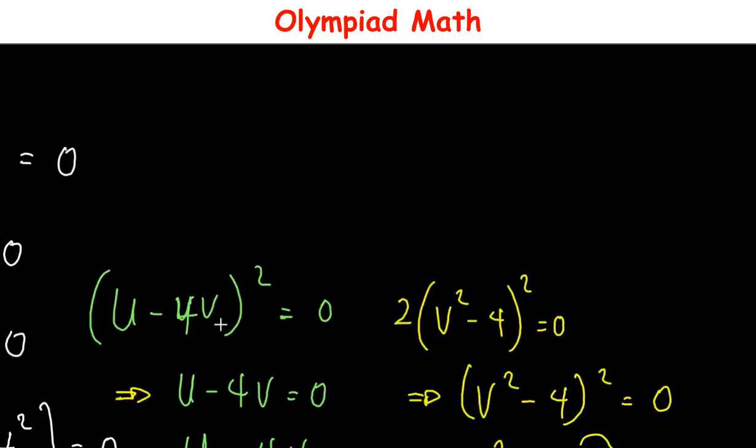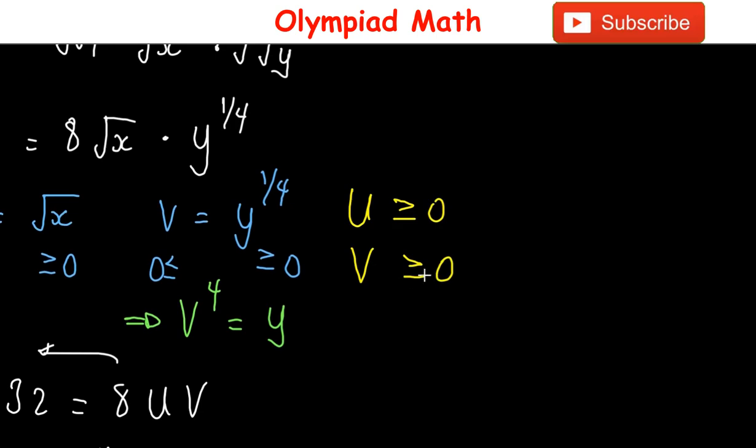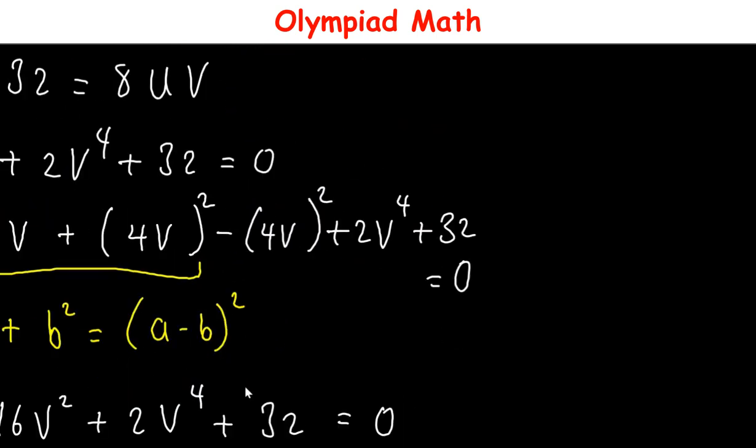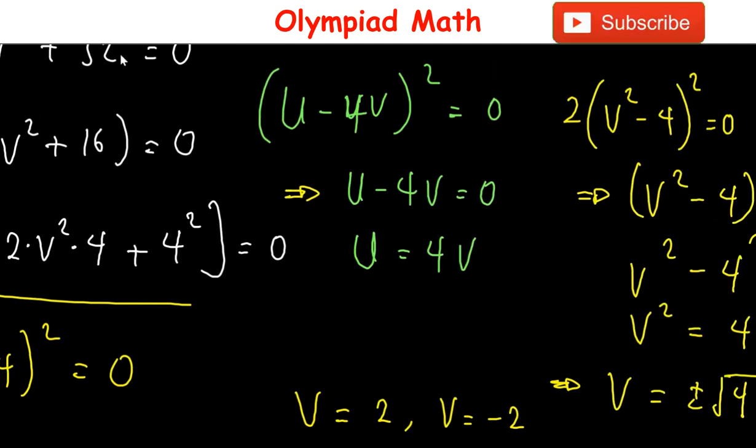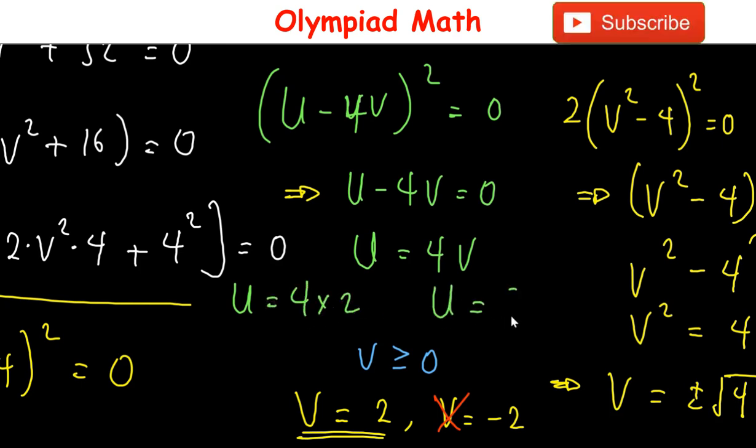But then recall initially that we said the condition of u and v is that v should be greater than or equal to 0. So writing this condition down, v should be greater than or equal to 0. This means that v as -2 is rejected, so we are going to work with v equals 2. Inputting v as 2 into this equation, we have u is equal to 4 times 2, and the value of u is equal to 8. So we are going to work with the value of u as 8 to solve for the value of x.